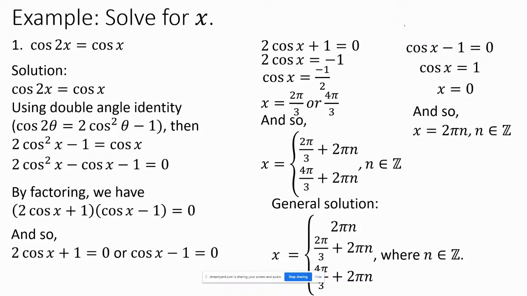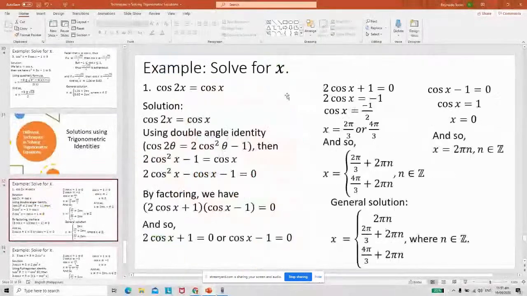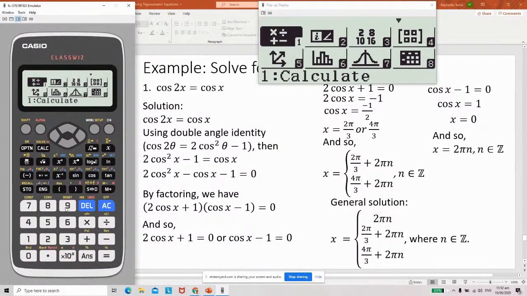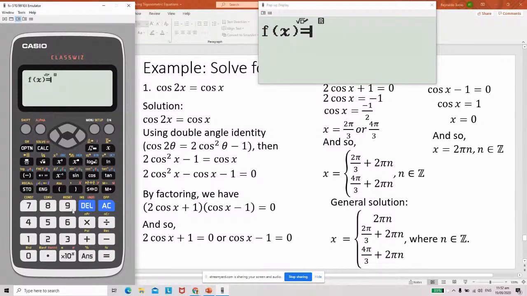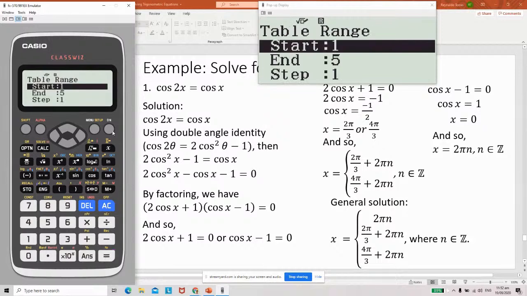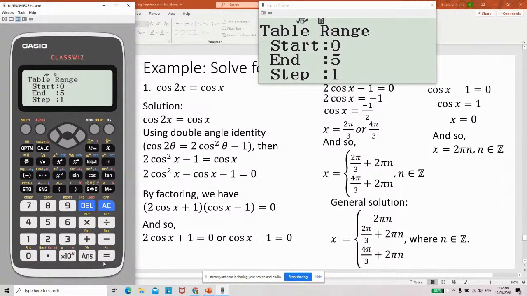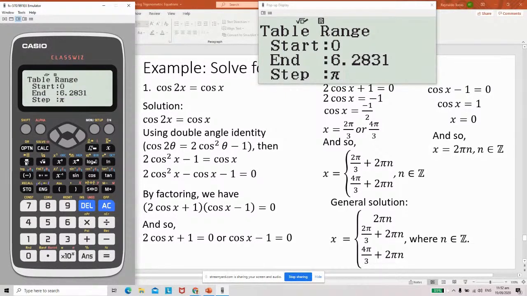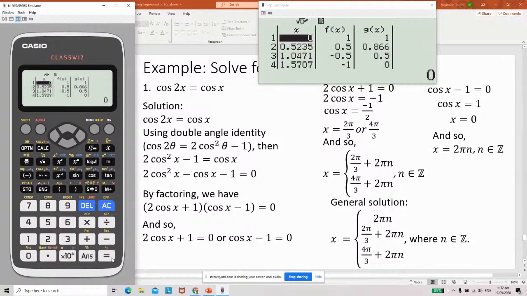Let's use the calculator. Again, table mode, menu 9. F of x is cosine 2x, and the right side is cosine x. Okay, start at 0, end at 2 pi, and step pi over 6. Shift pi over 6, equals, and then equals.